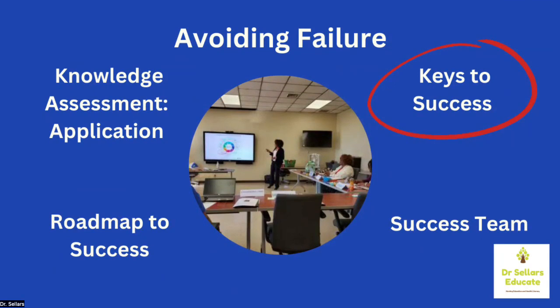How do we best prepare students for success? Avoiding failure, that's what this is all about. How do we support our students and ourselves to ensure we're closing knowledge gaps? And this is one of the keys to success.